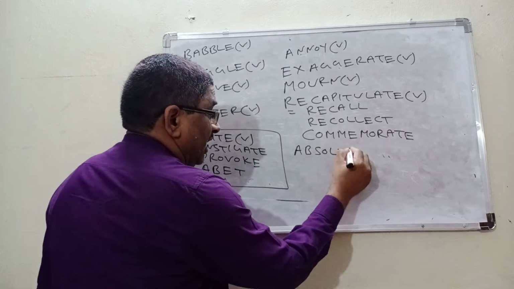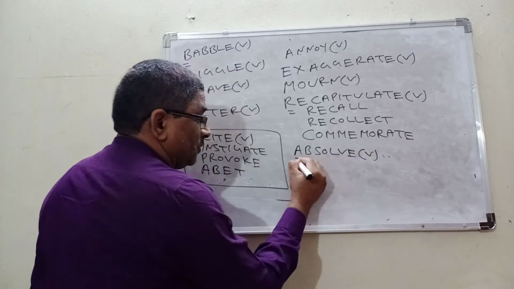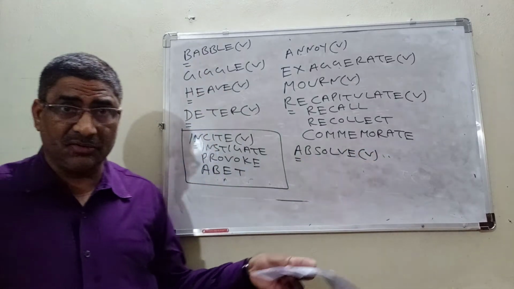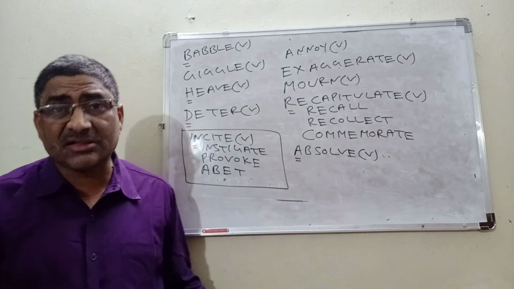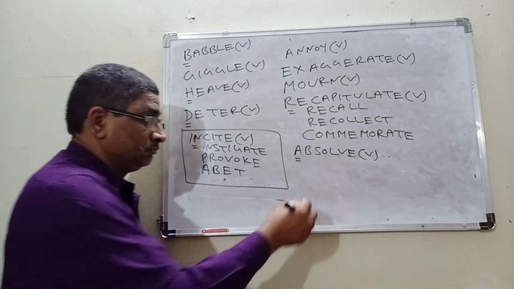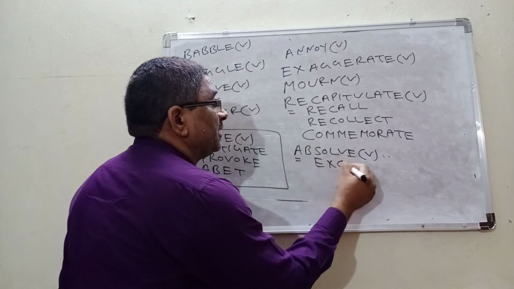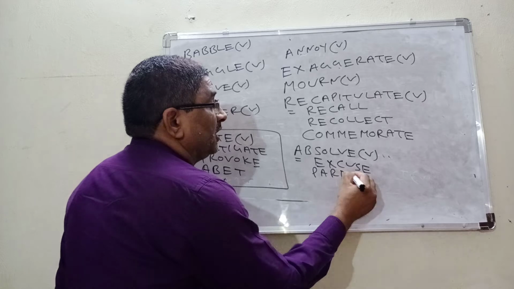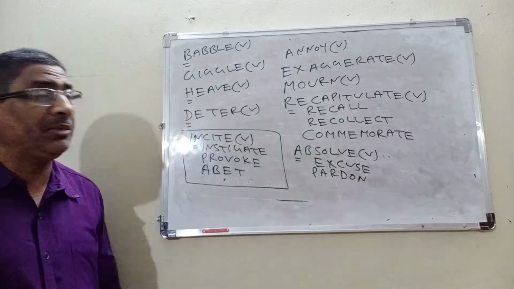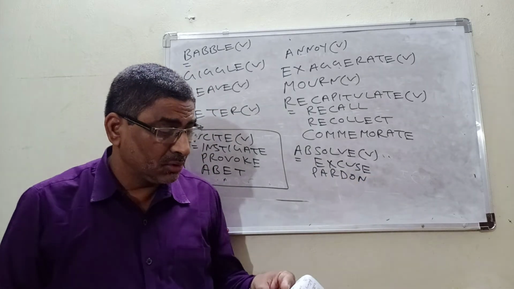Next word, absolve, A-B-S-O-L-V-E. I would earnestly request that I may be kindly absolved of all my sins. Absolve means excuse. You can write one more synonym called pardon. I would earnestly request that I may be absolved of all the sins.